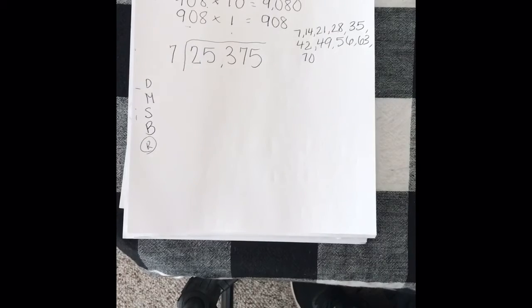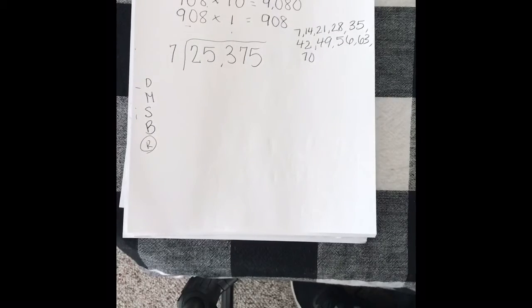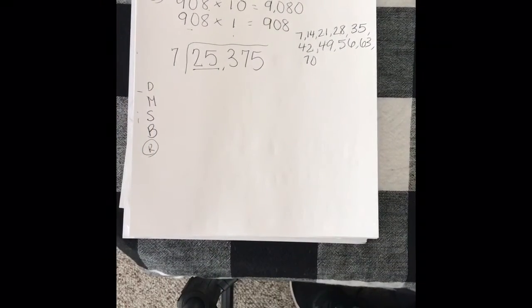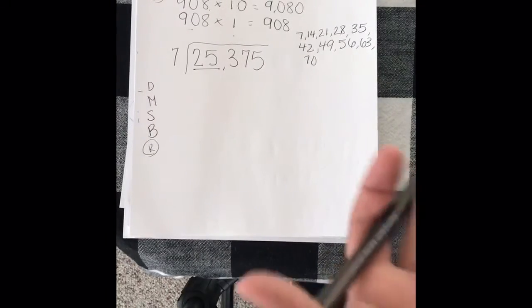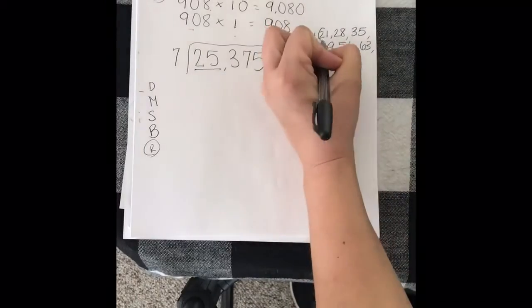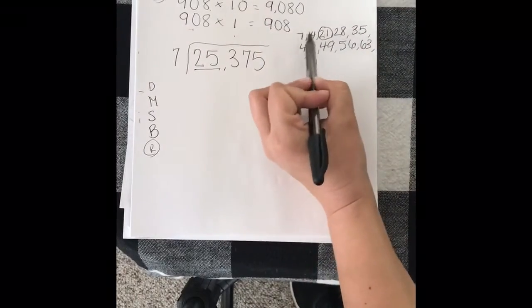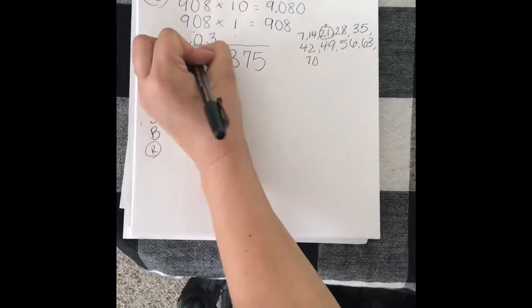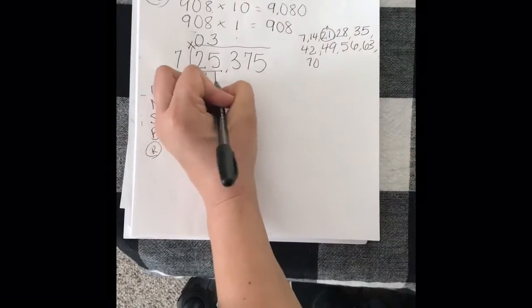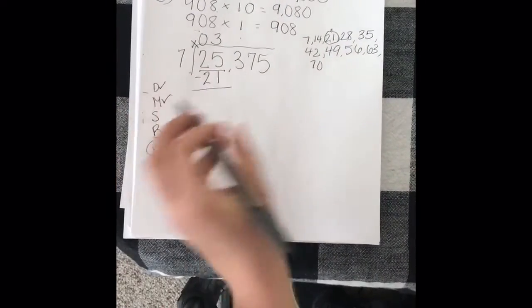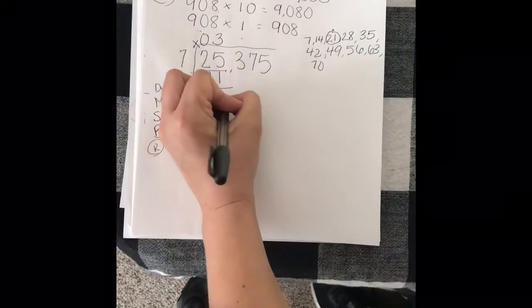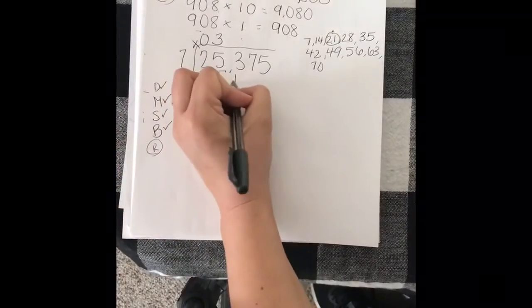So we're going to look at, can 7 go into 2? And no, 7 cannot go into 2. So we're going to look at 7 into 25. Remember, we can't go over 25. It's got to be less than 25 or exactly. So the closest I can see is 21. And 7 can go into 21 1, 2, 3 times. So I'm going to put my 3 above. And then I'm going to multiply. We know 3 times 7 is 21, and we even circled it. Then we could go ahead and subtract 25 minus 21, which is 4. Now we're going to bring down our 3.